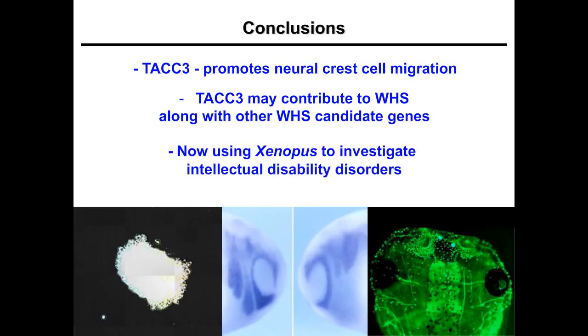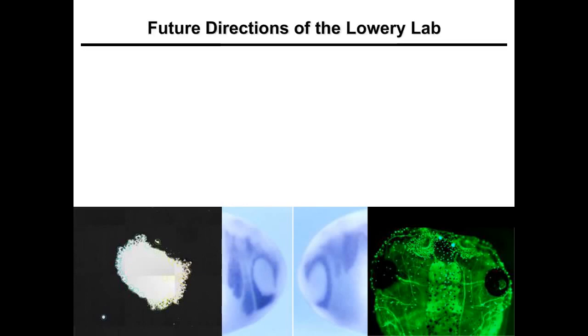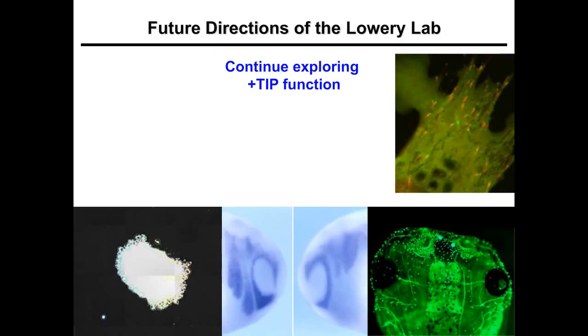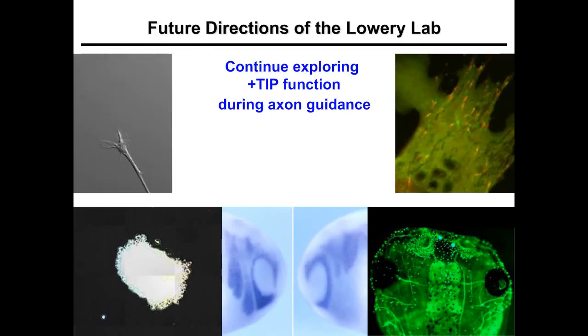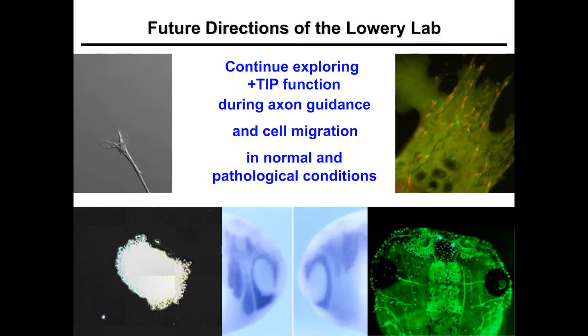and my lab is now using Xenopus to investigate various intellectual disability disorders. And going forward in the future, my lab will continue exploring plus tip function during axon guidance and different types of cell migration in both normal and pathological conditions.